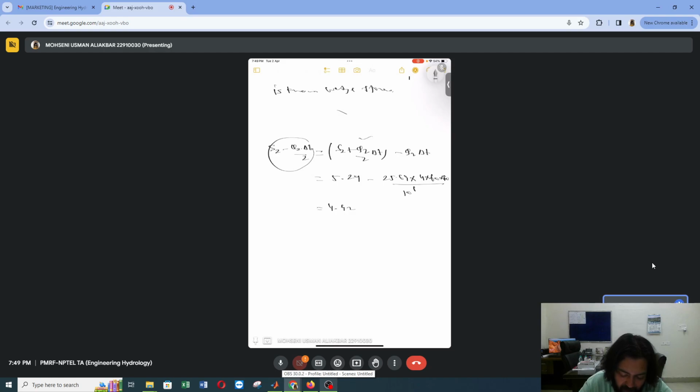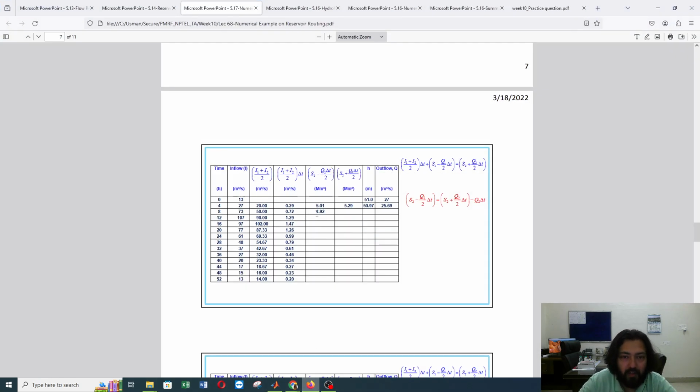We know the value of S2 plus Q2 delta T by 2 as 5.29. So this minus Q2 times delta T. So Q2 is 25.69, delta T is 4 hours, and we have converted meter cube into million meter cube by dividing it by 10 to the power 6. So we get the value of S2 minus Q2 delta T by 2 as 4.92. So this is the value of 4.92.